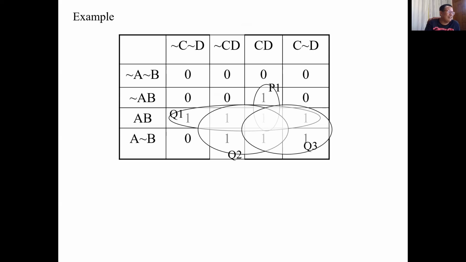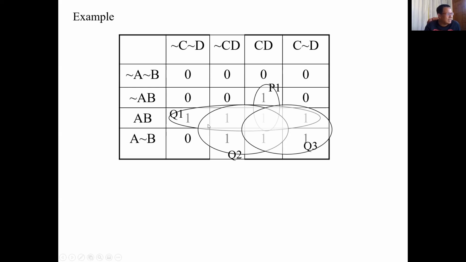So for example, we have this K-map. If you look at this K-map, you'll have 4 quads. This is Q1. This is Q2. This is Q3. And you will have P1. Do you follow?